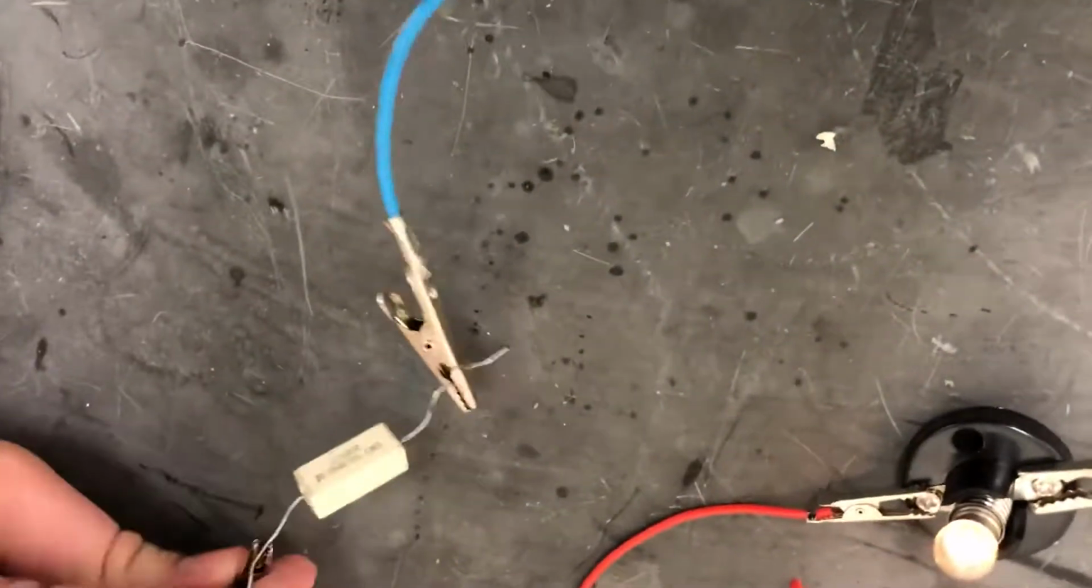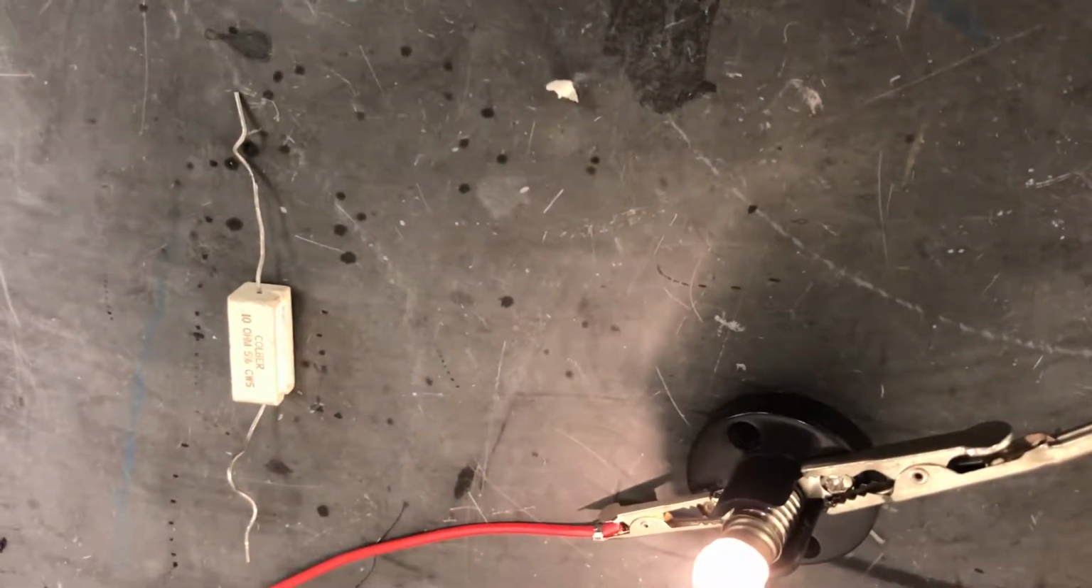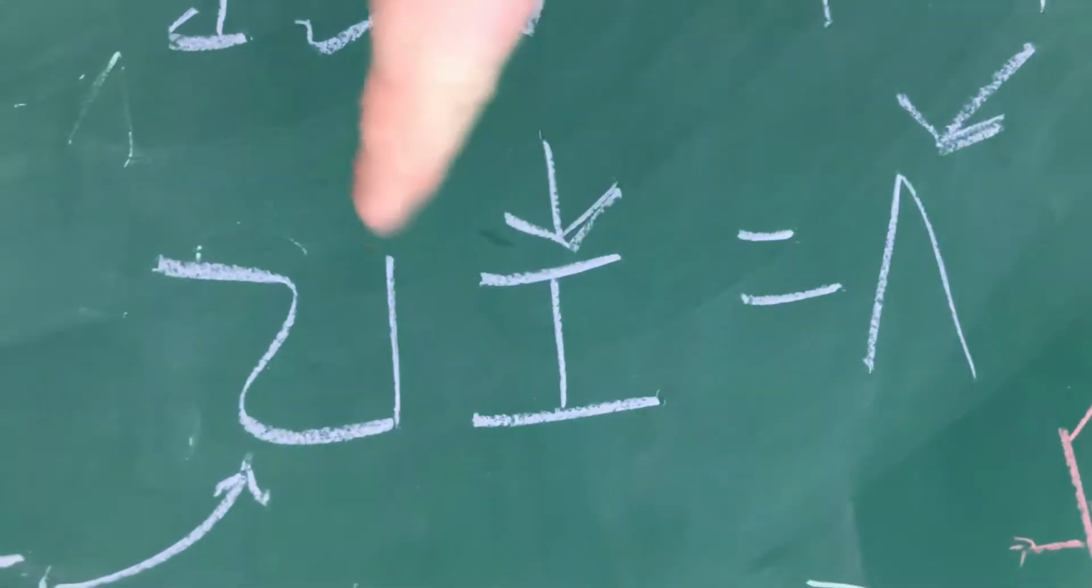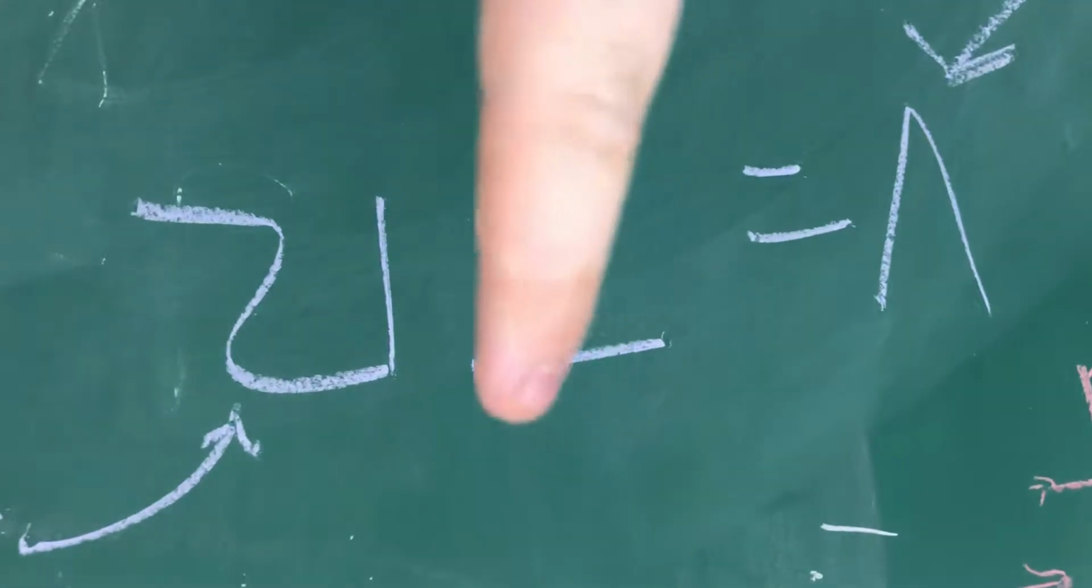This is a 1 ohm resistor. Let's replace that. The light bulb is still very bright because this was a 10 ohm resistor compared to the 1 ohm resistor. Now where resistance comes in a big part is through Ohm's law, which is V equals IR. Voltage is equal to amps times the resistance, in ohms.